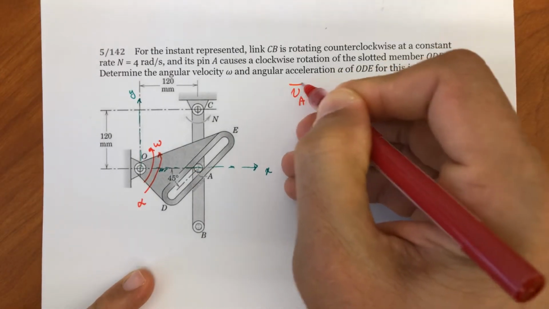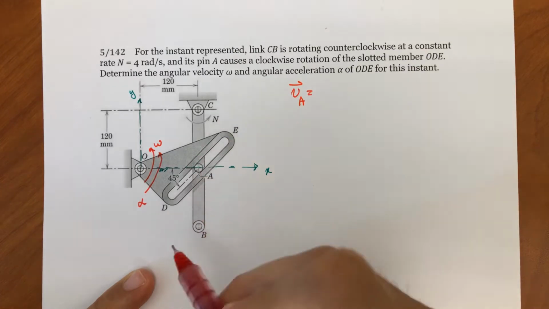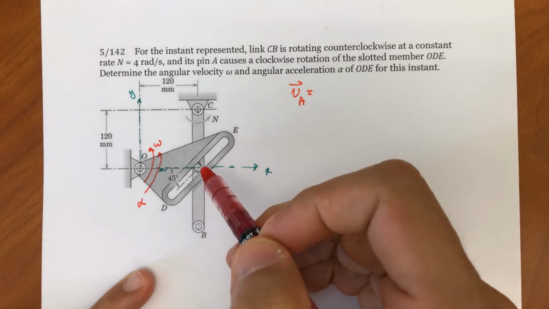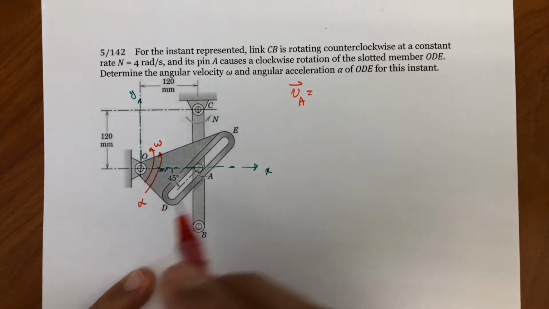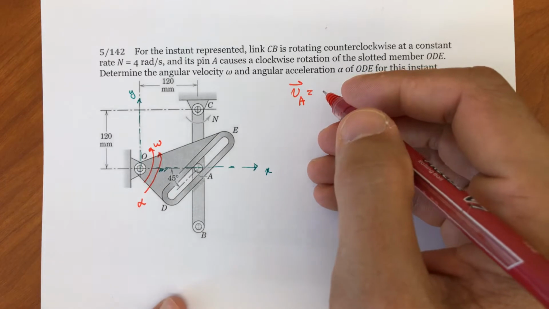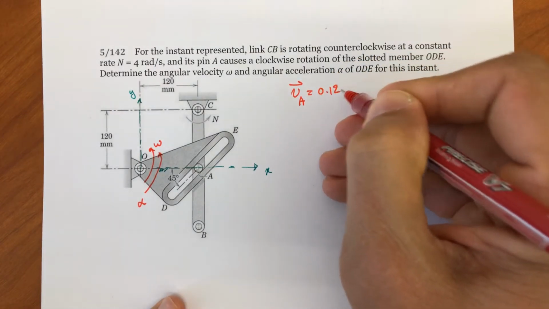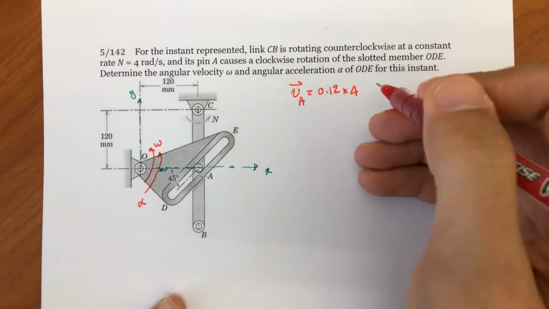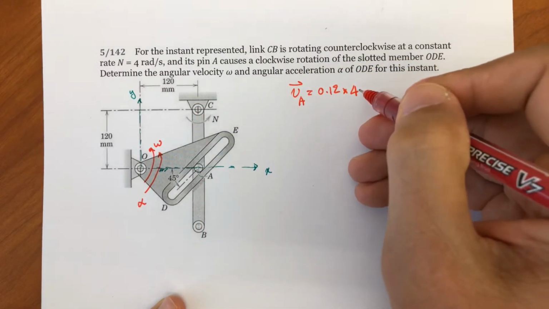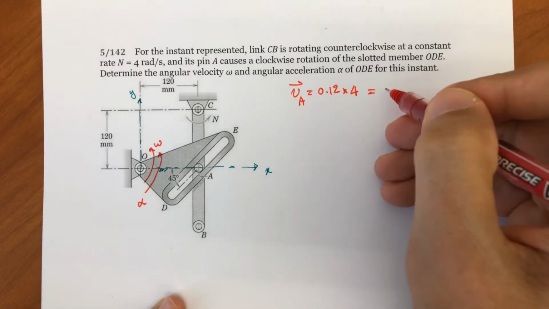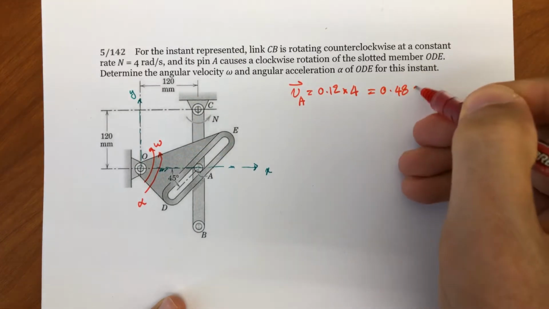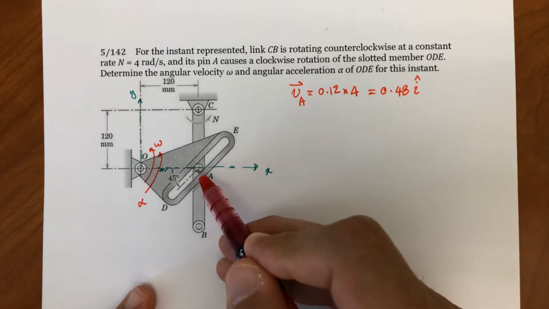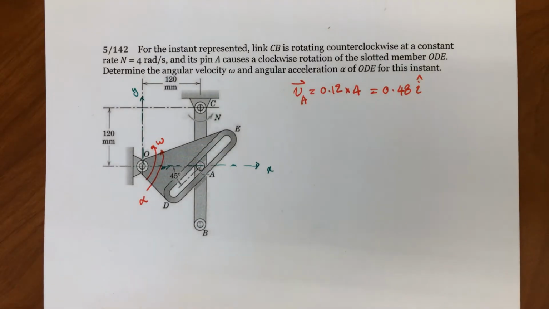Velocity of A is equal to n cross CA, which is going to be 4 times 0.12, and the result is going to be in the I direction. So let me write the result. It's going to be 0.12 times 4 radian per second, which is 0.48 in the I direction. This is the actual velocity of pin A.